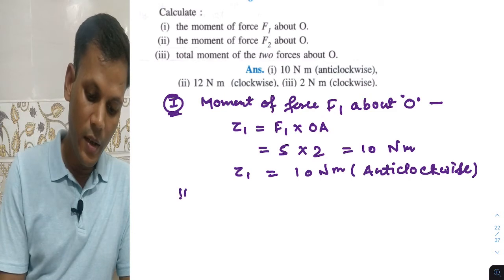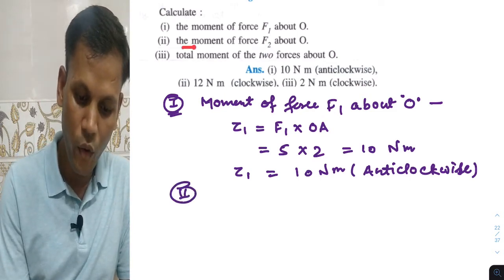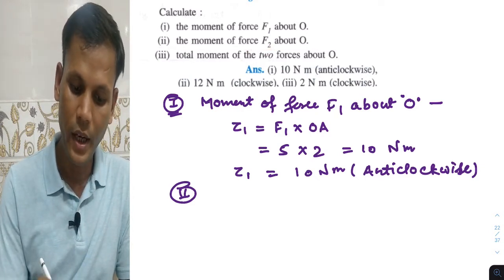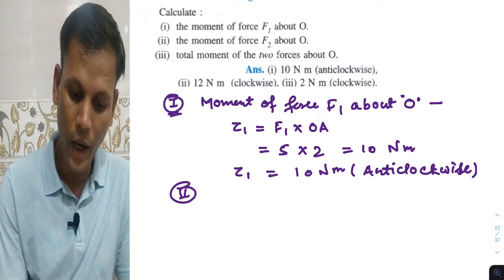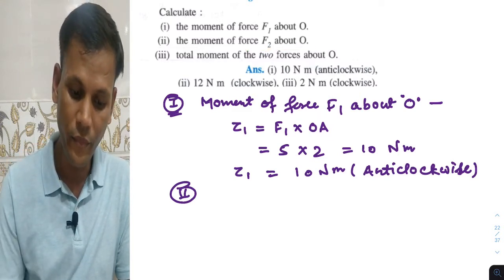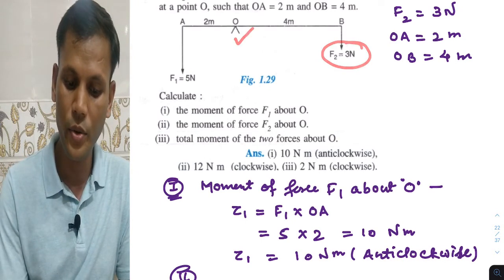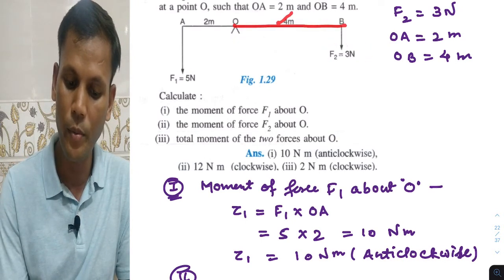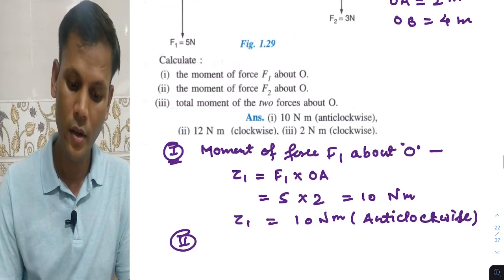Now second part, the moment of force F2 about O. F2 is here. About O we have to find out. So again the distance we have to take is 4 meter, and the force we have to take is 3 Newton.